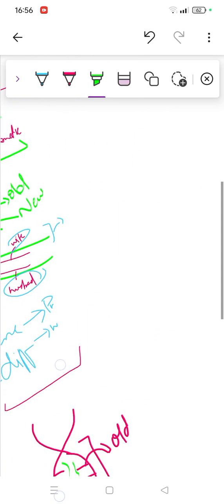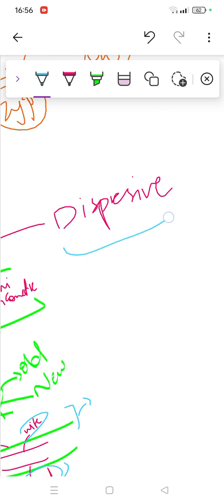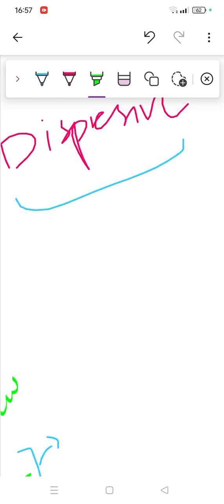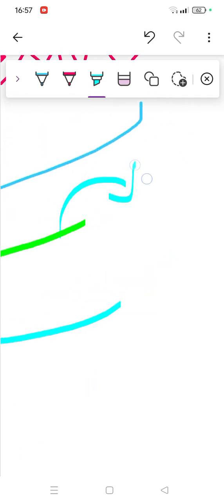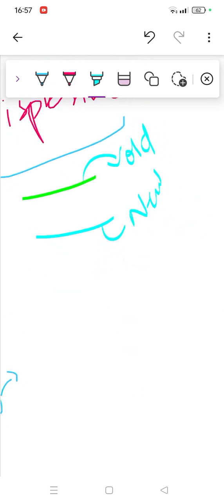And the last one is called dispersive. When we talk about this word, it means a mixture. A mixture of what? Suppose I make this and this: the first one is basically old, the second one is new. So the new DNA which would be formed would be what? Basically, if you understand, this would be a mixture of both.